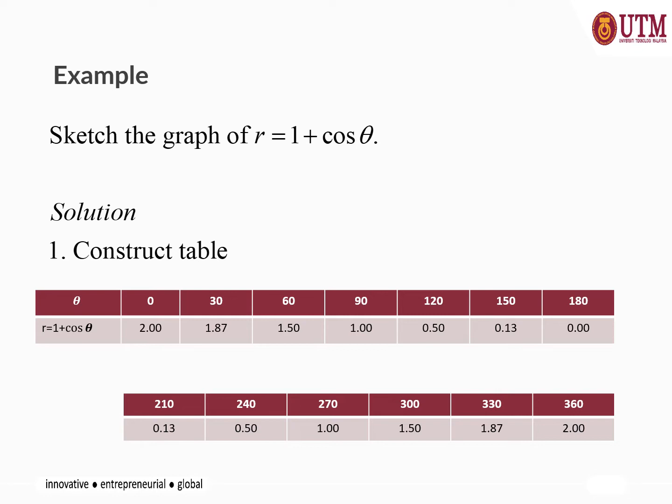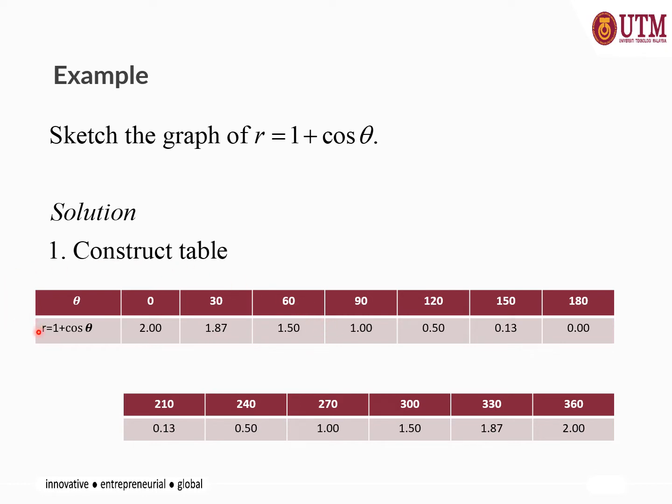For example, here we want to sketch the graph of r equals 1 plus cos theta. First of all, we construct a table. We list down all the theta values that we want to count in. We start with 0, 30 degrees, 60, 90, 120, 150, 180, up until 360. The more degrees you have here, the more accurate it will be, because we have more points to sketch the graph.